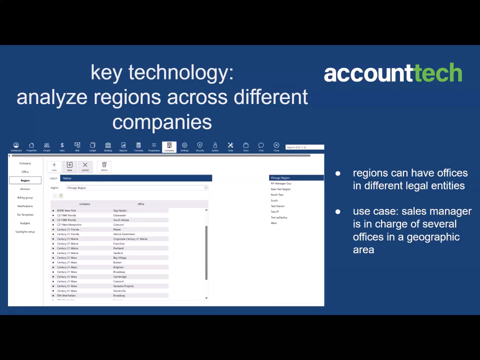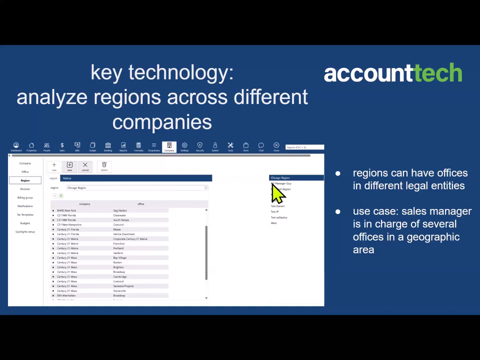And sometimes it happens that the offices that you own are in different companies. So it could be that you have a manager or a recruiter that is working a region that includes offices that are owned by different companies. And so this is where the use of regions becomes most valuable, because in all the normal reports in AccountTech, you are limited to running either a report for everyone or all your companies and all of your offices, or you're limited to run them for just one office or just one company.